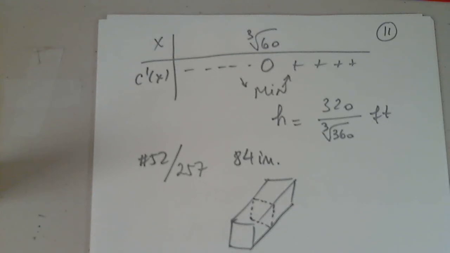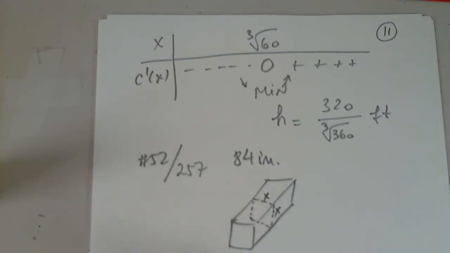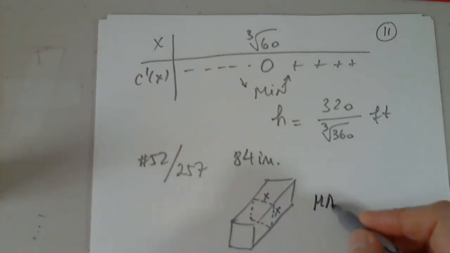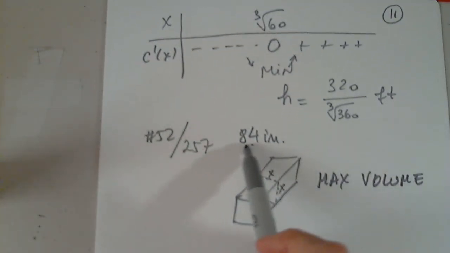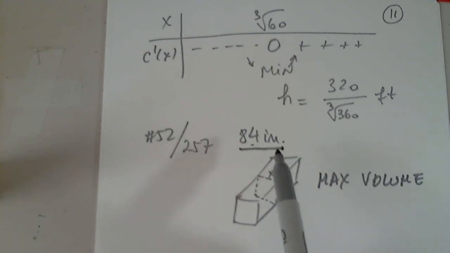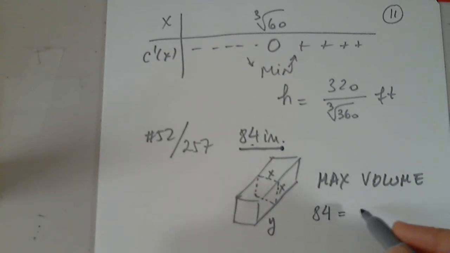On the combined length and girth all around a package to be sent parcel post. Okay, what dimensions of a rectangular box with square cross section, so this is x and x, of course, will contain the largest volume that can be mailed? So we want to maximize volume, and we are given this restriction. This, again, is the combined length. So I'm going to call the length y. So 84 inches is y plus 4x.